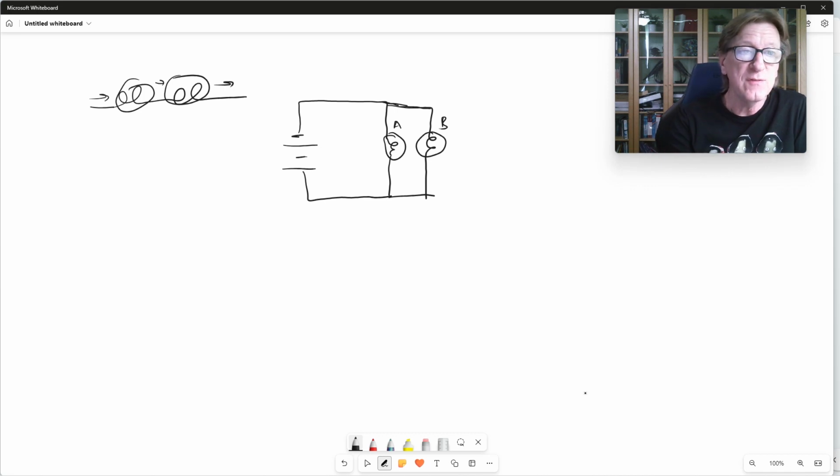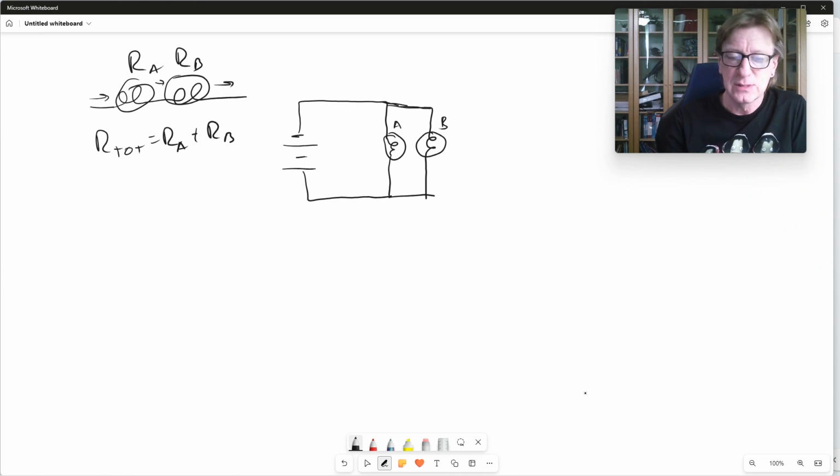And we know that if this is resistance A and this is resistance B, well, then we found that the total resistance was just the sum of the two. And that always holds when I have pieces in series like this.